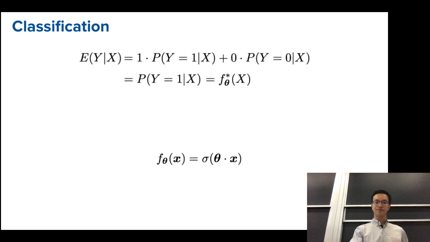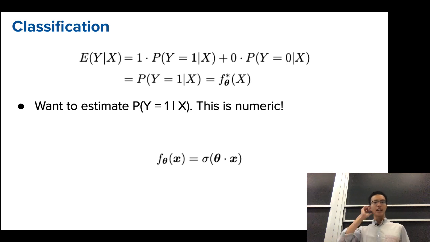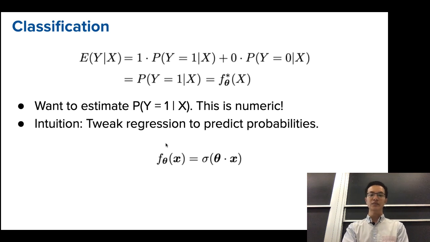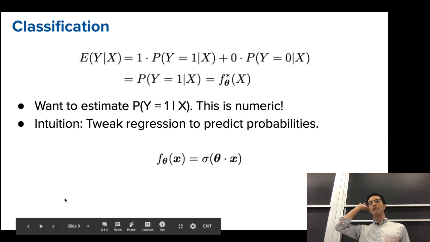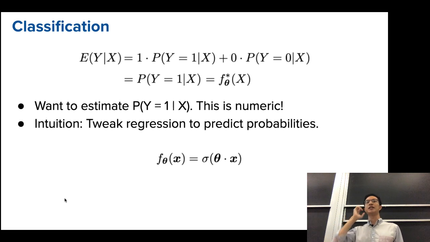Those sorts of things. So we want to estimate with our model the probability that y is 1 given x. And this is a numeric variable, but it's not completely numeric because it's a probability. Right? So we can't have probabilities that are lower than 0 or greater than 1. But the idea here is that we can tweak regression to predict probabilities instead of just any number. While linear regression predicts any number from negative infinity to positive infinity, we can tweak regression a little bit to predict probabilities instead of any random number.